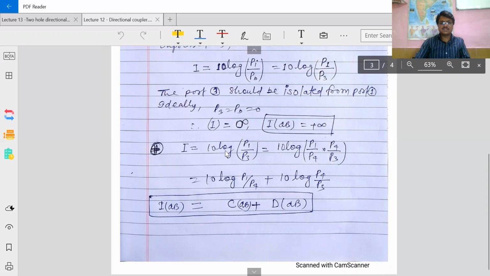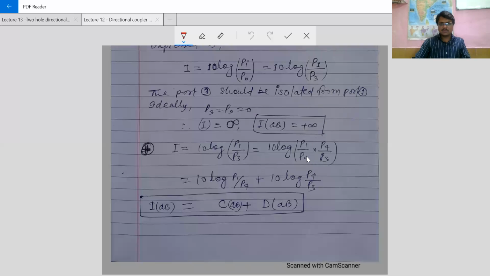I is defined as 10 log P1 upon P3. This is the isolation, and we may write this P1 upon P3 like this: P4 and P4 will get cancelled, and it may be written as P1 upon P3. Why have we taken P4 and not P2? Because P1 upon P4 is the definition of coupling, and P4 upon P3 is the definition of directivity.